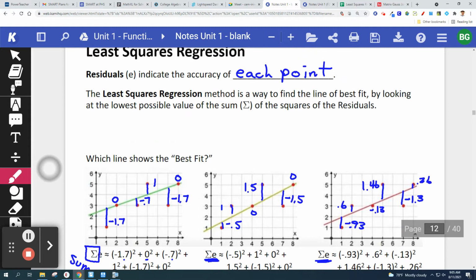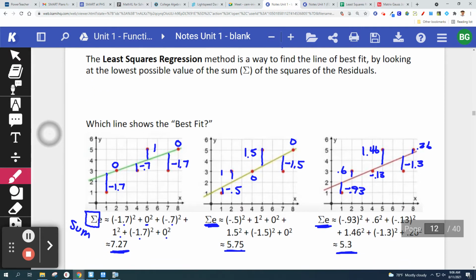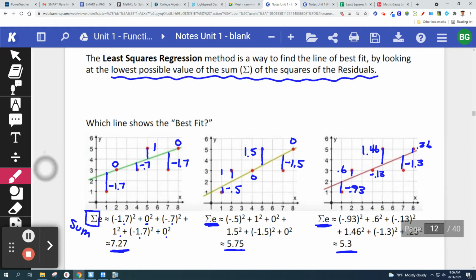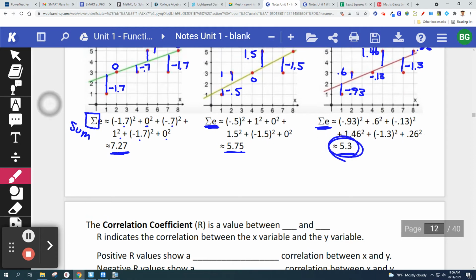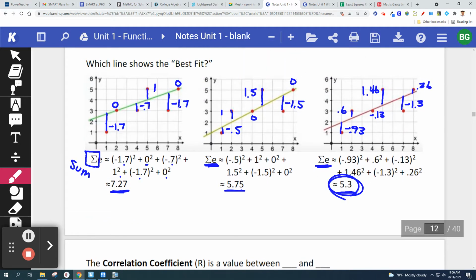So the name of the game is least squares regression. We're looking at the lowest possible value of the sum of the squares of the residuals. So we're looking for that lowest number right there. That lowest number, 5.3, tells me that that third line is actually the best fit out of those 3. It's hard to tell when you're looking at it, but that's why we have to do some kind of calculations.